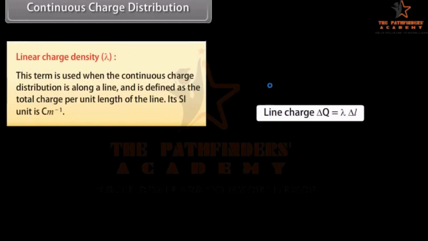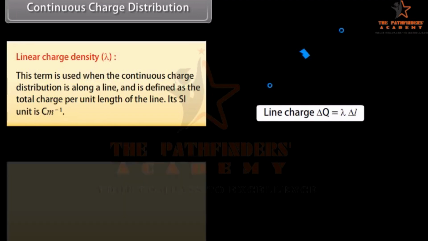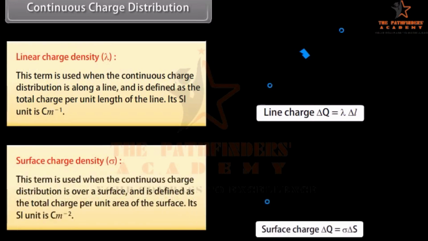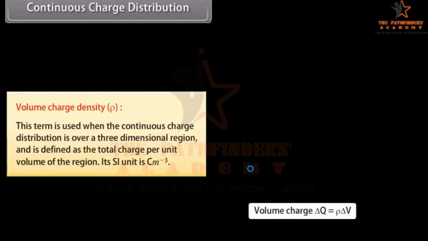Linear charge density, lambda. This term is used when the continuous charge distribution is along a line and is defined as the total charge per unit length of the line. Its SI unit is coulomb per meter. Surface charge density, sigma. This term is used when the continuous charge distribution is over a surface and is defined as the total charge per unit area of the surface. Its SI unit is coulomb per meter square. Volume charge density, rho. This term is used when the continuous charge distribution is over a three-dimensional region and is defined as the total charge per unit volume of the region. Its SI unit is coulomb per meter cube.